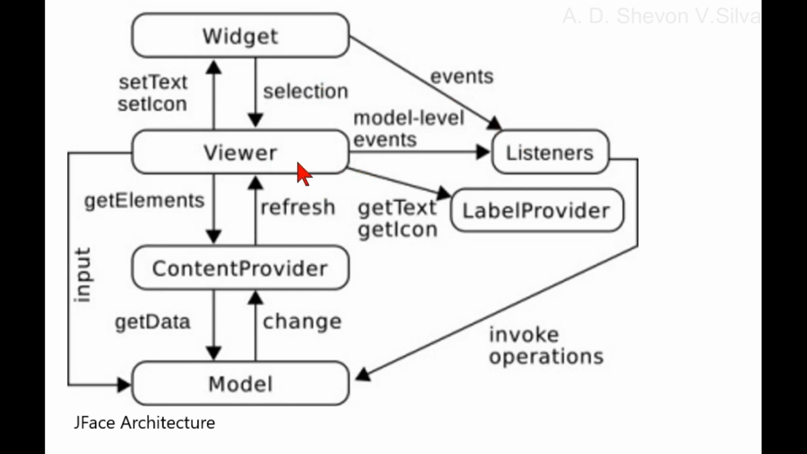JFace viewers access the application data through adapters. One question not addressed is how JFace will actually access the application specific data. How is a generic viewer supposed to know the right get data method and the implementation of observer pattern of specific data structures?